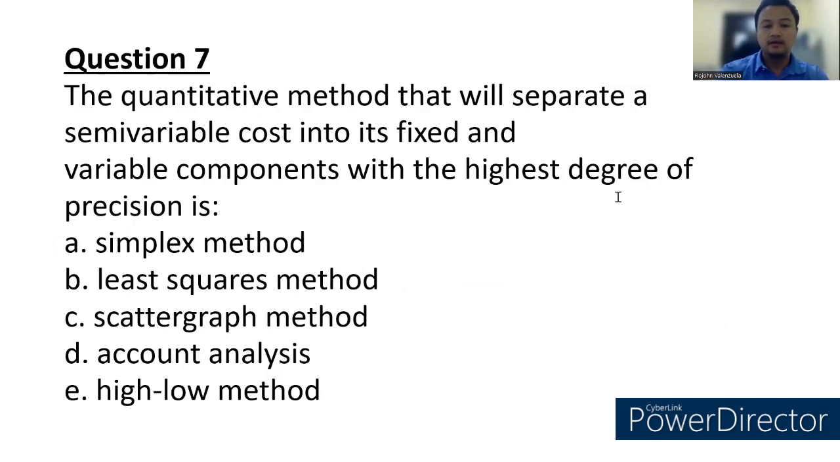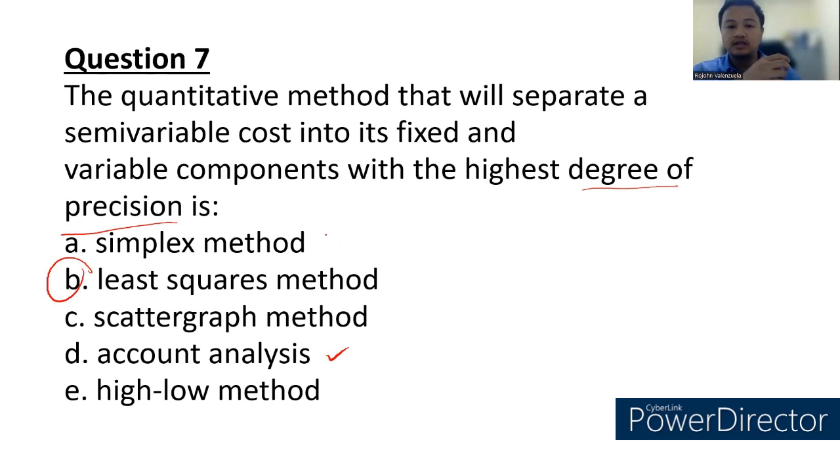Next, number 7. The quantitative method that will separate a semi-variable cost into fixed and variable components with the highest degree of precision. Siyempre, pag mataas ang precision mo, ibig sabihin, mas marami kang computations na ginawa. So, dun sa ginawa nating tatlo, least square regression, scatter graph at saka high-low, alin ba yung pinakakomplikado pagdating sa computations?